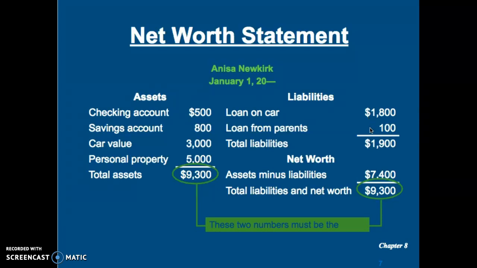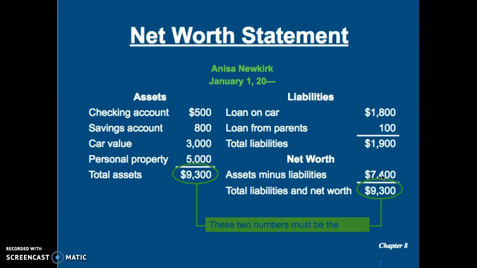And as a lot of us have done in our lives, she took a loan out from her parents, so she owes them $100. So Anissa's total liability is $1,900. In the net worth statement, like we saw in the equation in the previous slide, you subtract the liabilities from the assets. So you would take 9,300 minus 1,900, and we get $7,400. That's what we would say her net worth is.